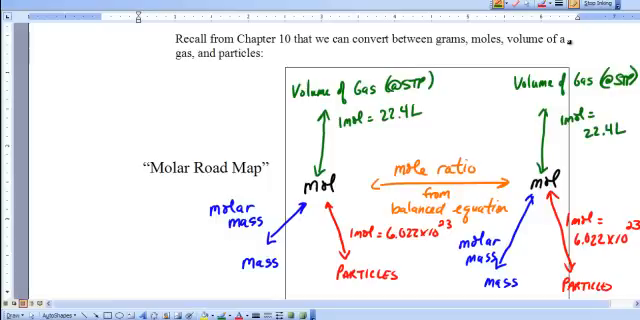Alright, so here's the deal with this whole thing. It doesn't matter where you start on the molar roadmap. You can start with mass, particles, or volume. If you're going to do a stoichiometric calculation, you have to change into moles, but you can do that. We did that in Chapter 10. The only new thing that we've shown you is that you have to use the mole ratio from the balanced equation to change it over to moles of a new substance. Once you're into moles of that new substance, you can change it back into grams, back into volume of a gas at STP, back into particles, whatever the question asks you to do.